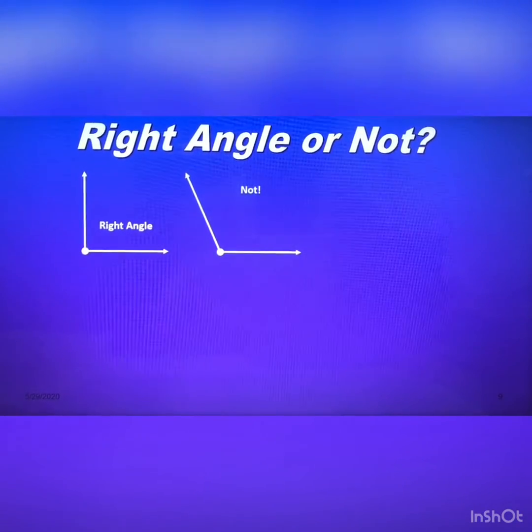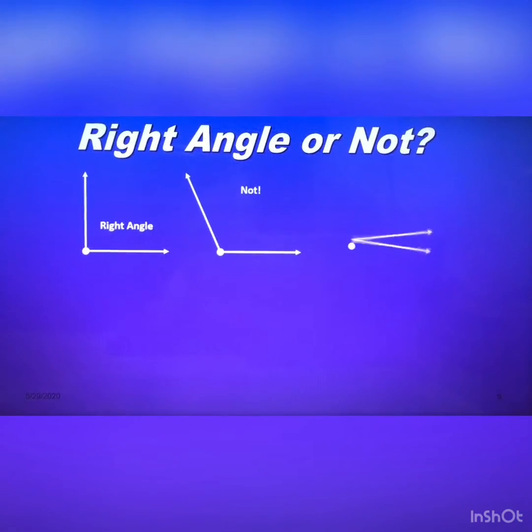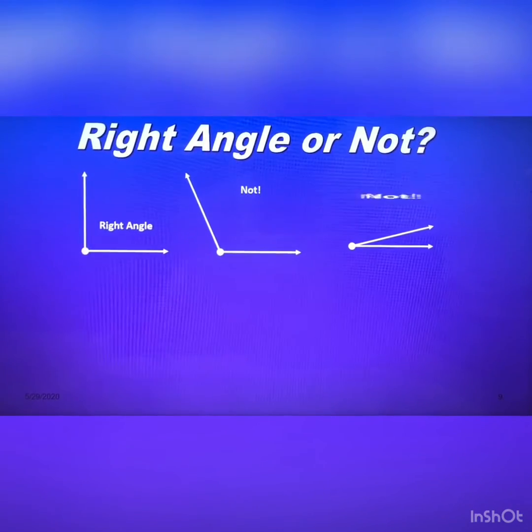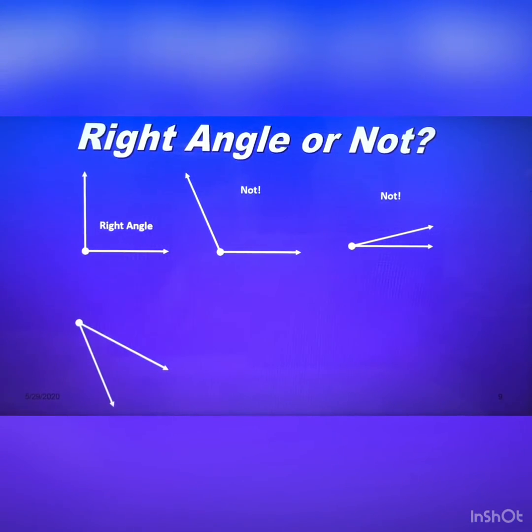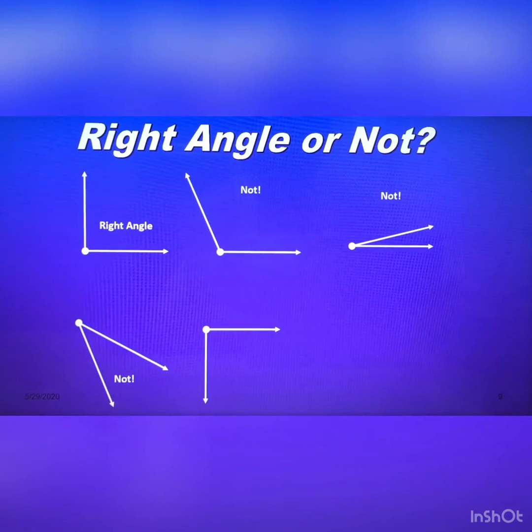And what do you say about this angle? This is an obtuse angle. About this angle, what do you say? This is an acute angle. This is not a right angle. Okay. So about this angle, what do you say? Is this right or not? No, this is not right. This is again an acute angle.